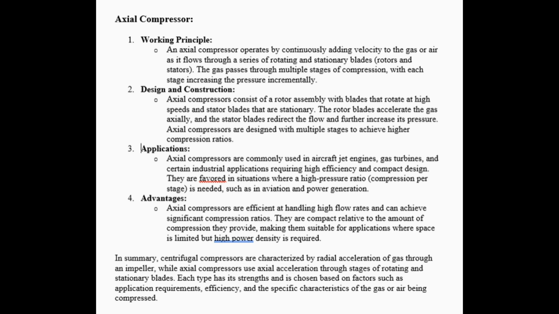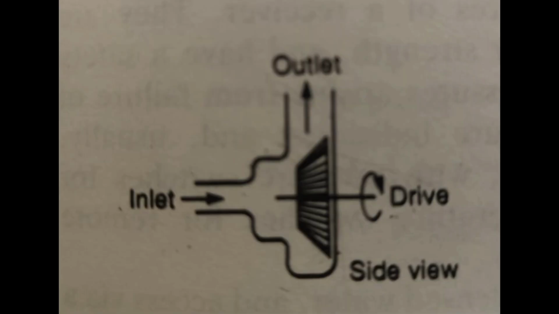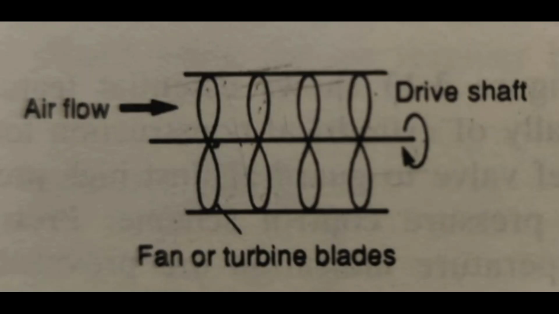In summary, centrifugal compressors are characterized by radial acceleration of gas through an impeller, while axial compressors use axial acceleration through stages of rotating and stationary blades. Each type has its strengths and is chosen based on factors such as application requirements, efficiency, and the specific characteristics of the gas or air being compressed. Diagram of centrifugal compressor. Diagram of axial compressor.